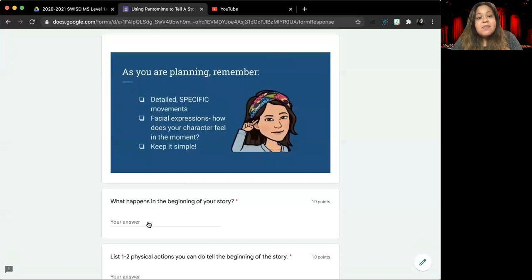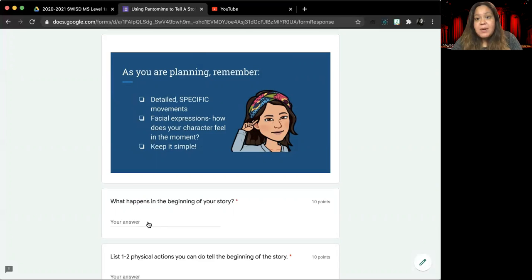And so again, some things to remember: keep your planned movements detailed and specific. Think about what emotions your character would be going through as they are going through your story, and keep it simple. Think about what you have available.